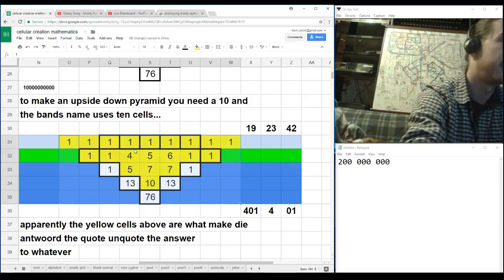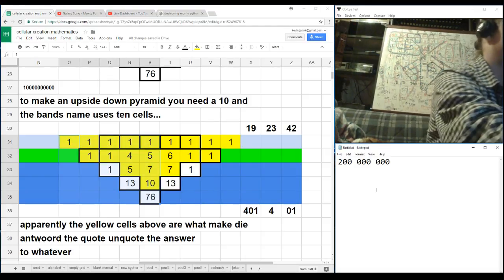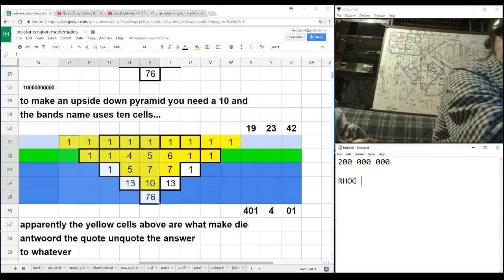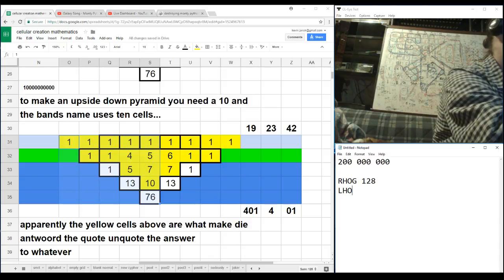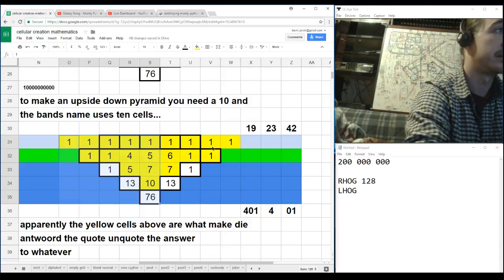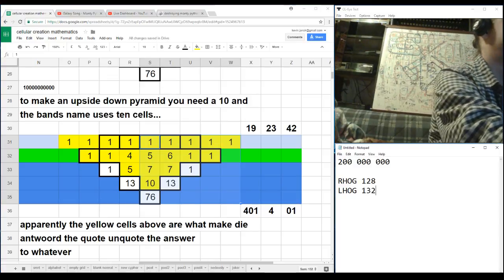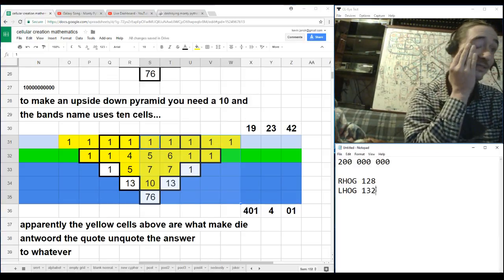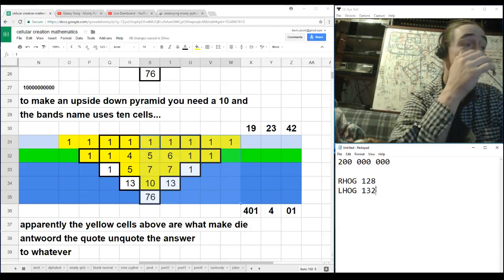Okay, this half is, I believe, 128. Yes. So the right hand of God is 128. You know, people love that number. And the left hand of God is what? Count the middle. 132. Well, 1, 2, 3, makes 4, makes 5, makes 6, makes 7, makes 8, makes 9.